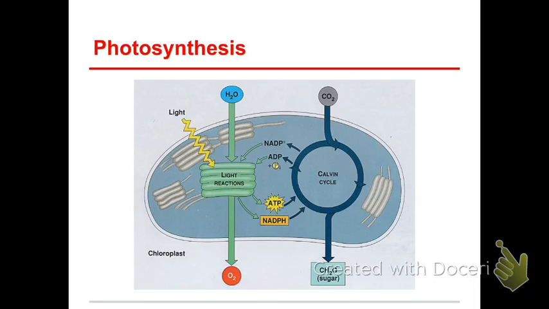What I also like about this picture, we'll come back to it, it shows you what's going in, water, CO2, and what comes out, oxygen and sugar. But it also shows you how we have ATP and this new molecule, NADPH, involved, and how light reaction produces it, Calvin cycle uses it and sends it back.